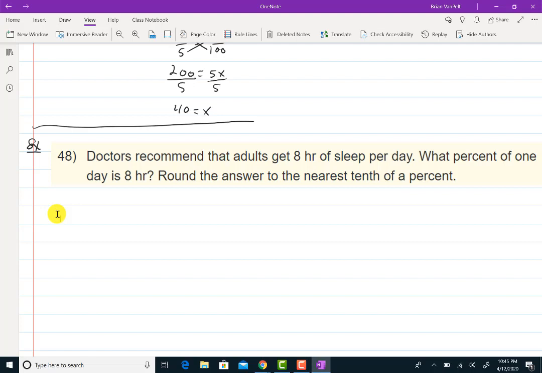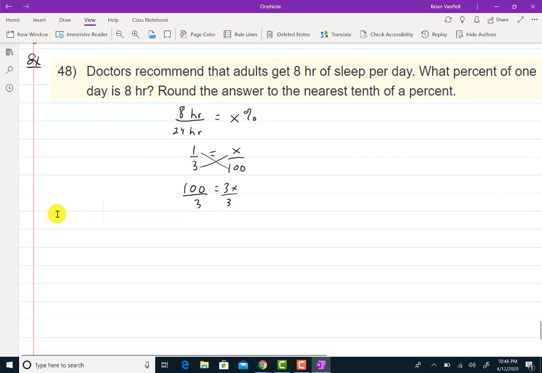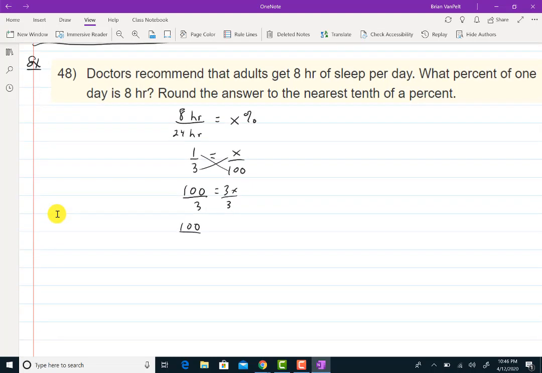Okay, so we want 8 hours out of the day, so that's 8 hours divided by 24 hours. And that's supposed to equal x percent, still doing proportions. 8 over 24 is 1/3. I'll multiply through by 100. Well, actually cross multiply. And then I'll divide by 3. So I get 100 over 3. I think the best thing to do here is to go to decimals or mixed numbers. Let's see what happens here.